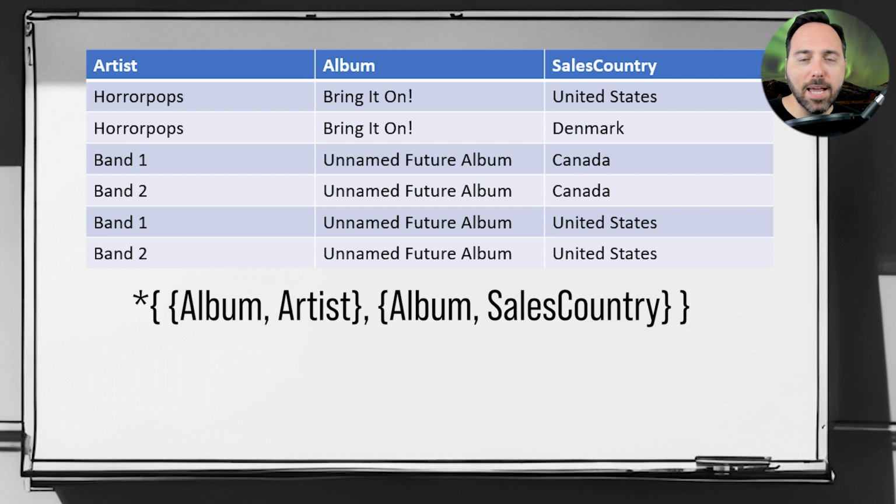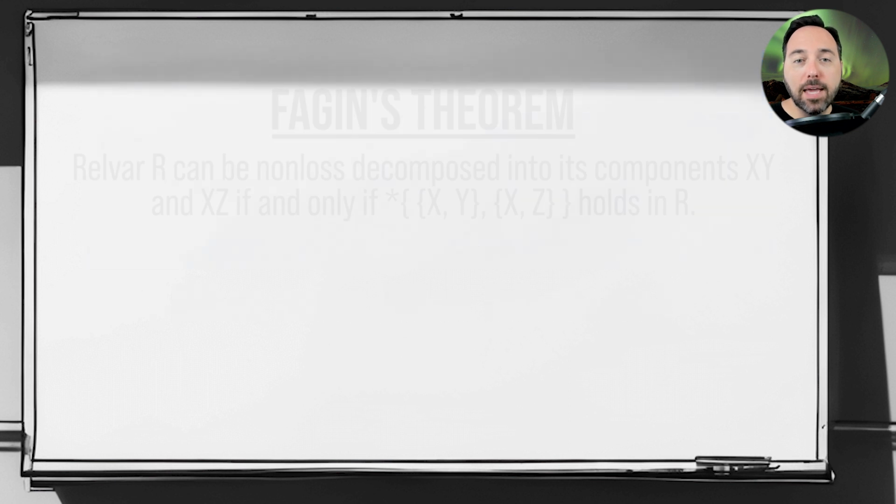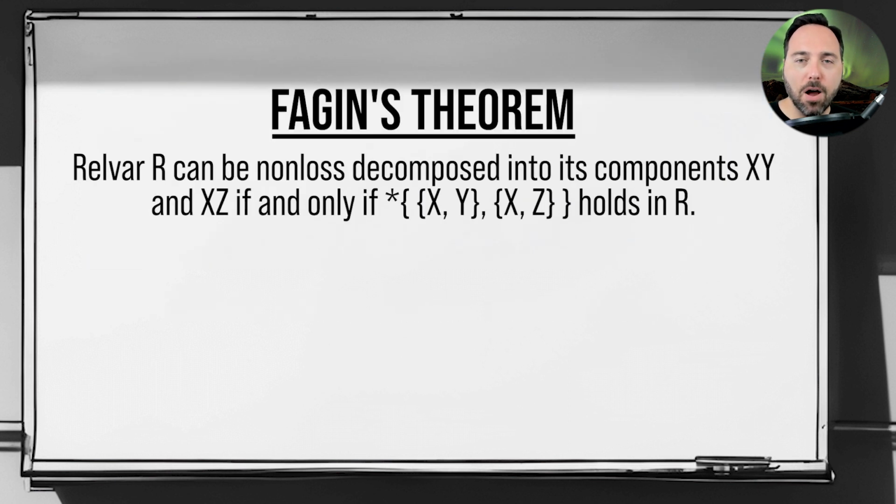Now, let's take another academic sidestep and talk about something called Fagin's theorem. Fagin's theorem says that a rel var R can be non-loss decomposed into its components {X, Y} and {X, Z} if and only if there are two separate join dependencies in R, one which contains X and Y, and the other which contains X and Z.